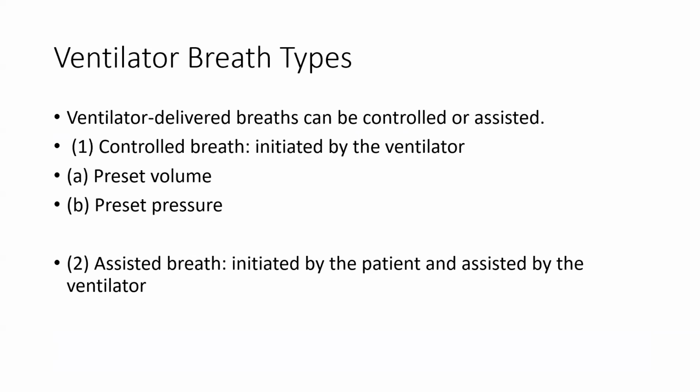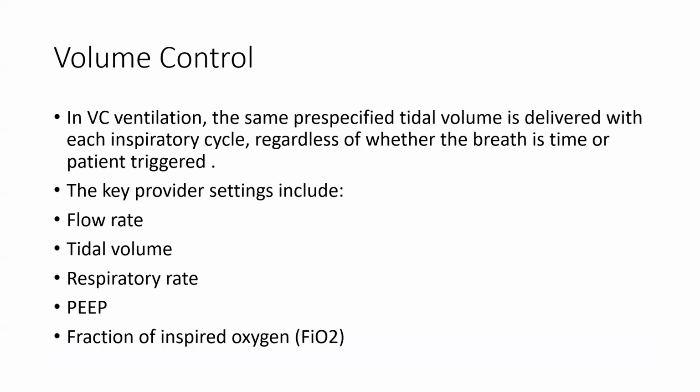Now, ventilator breath types. Ventilator-delivered breaths can be controlled or assisted. A controlled breath is initiated by the ventilator. An assisted breath is initiated by the patient and assisted by the ventilator. Now we'll see what volume control is. In volume control ventilation, the same pre-specified tidal volume is delivered with each inspiratory cycle, regardless of whether the breath is time or patient triggered.